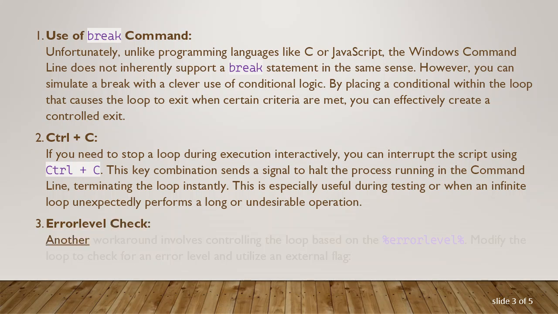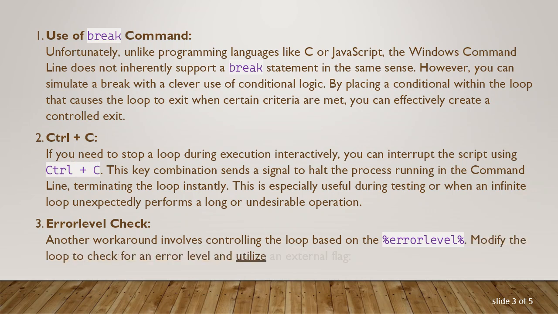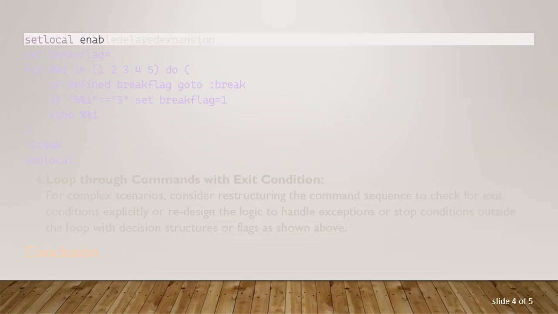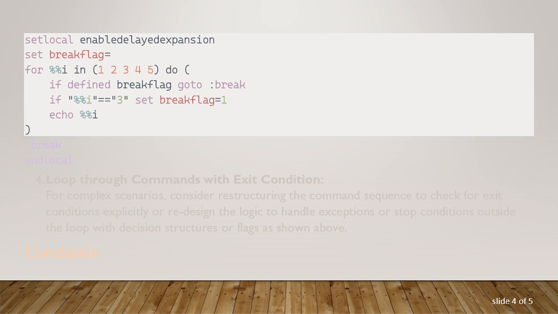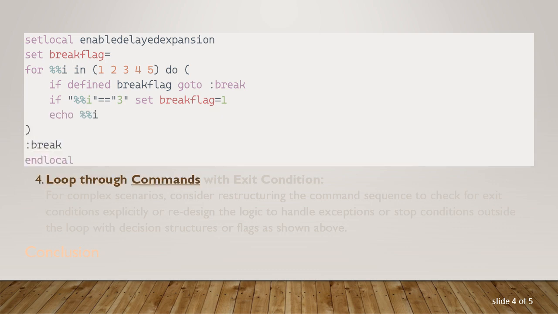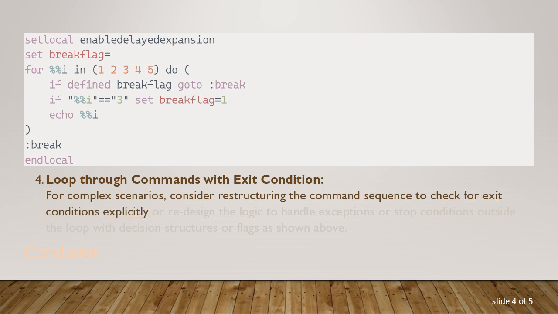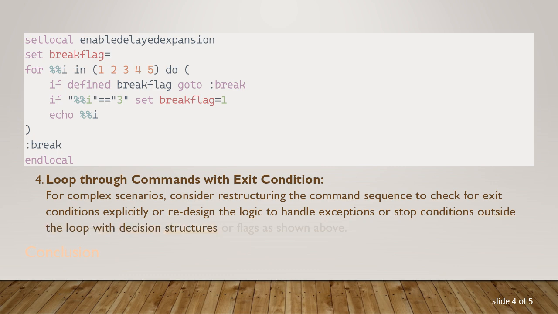Error level check. Another workaround involves controlling the loop based on the %errorlevel%. Modify the loop to check for an error level and utilize an external flag. Loop through commands with exit condition. For complex scenarios, consider restructuring the command sequence to check for exit conditions explicitly or redesign the logic to handle exceptions or stop conditions outside the loop with decision structures or flags as shown above.